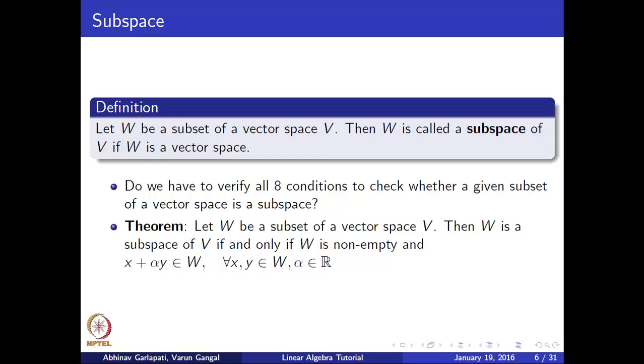Now the question that arises is, do we need to verify all these 8 conditions, given that we know that W is already a subset of a vector space? No, it's enough to check just the following 2 conditions. Firstly, that W is non-empty, in other words it has at least a single element. And secondly, that if I pick any 2 elements x and y from this set, and any real number alpha, then x plus alpha y should belong to W.